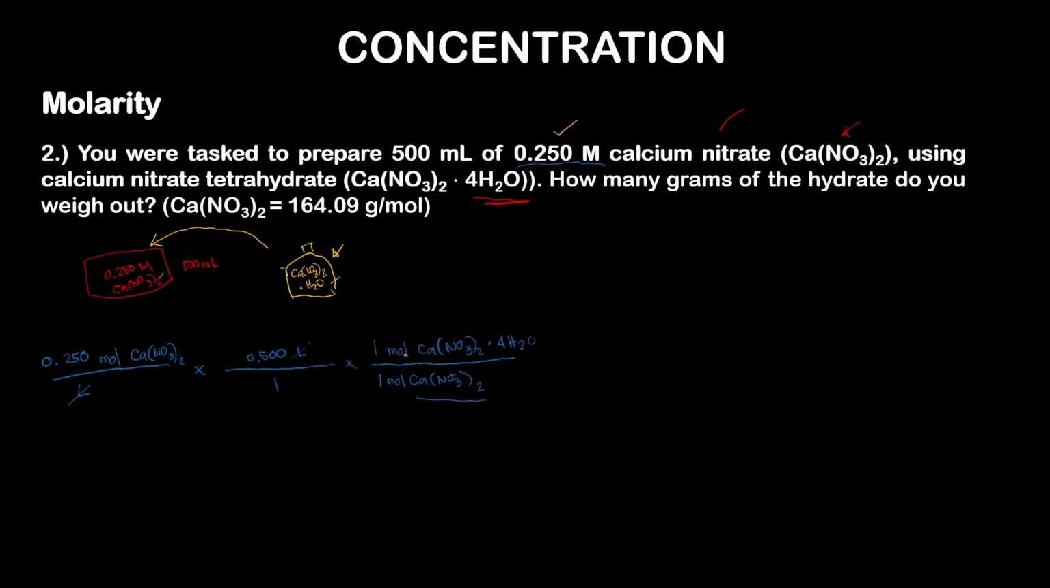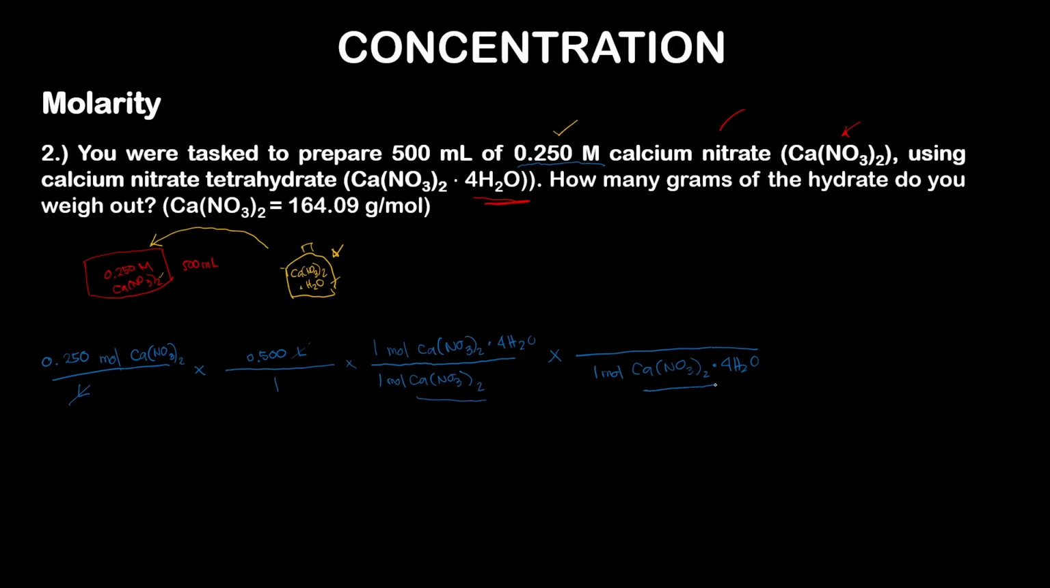So this is also one. So it's basically a 1-to-1 ratio. Okay. Now, 1 mole of calcium nitrate tetrahydrate, how many grams? So now we are asked the molar mass. The molar mass of calcium nitrate is given.